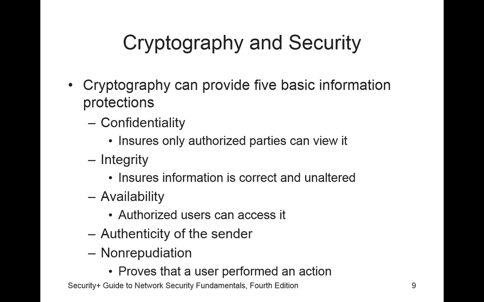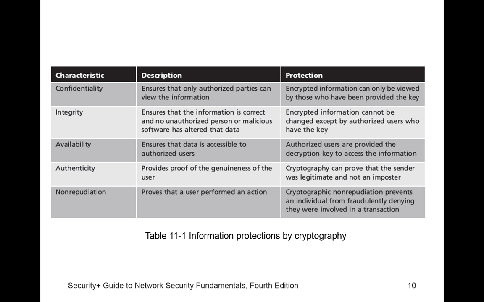Cryptography can provide 5 basic types of information protections. Confidentiality, integrity, and availability. Y'all all know what those mean. Authenticity, making sure that it is what it says it is, which to me is the authenticity of the sender, not the authenticity of the document. It says who is sending it is who they say they are. And then non-repudiation means that that individual did perform that action. All right.